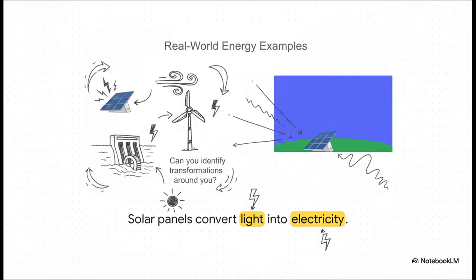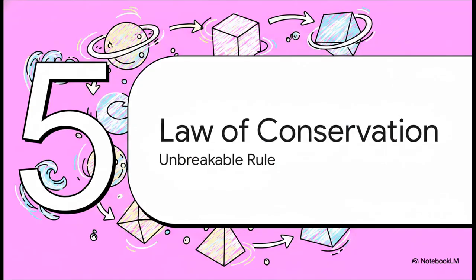I challenge you to try and spot other transformations around you today. Like, think about those massive windmills out in a field. They're transforming the kinetic energy of the blowing winds into electricity. Or what about giant hydroelectric dams? They use the potential gravitational energy of falling water to spin massive turbines and generate insane amounts of power. Energy is constantly shapeshifting. And that brings us to our final stop, Section 5, the Law of Conservation.